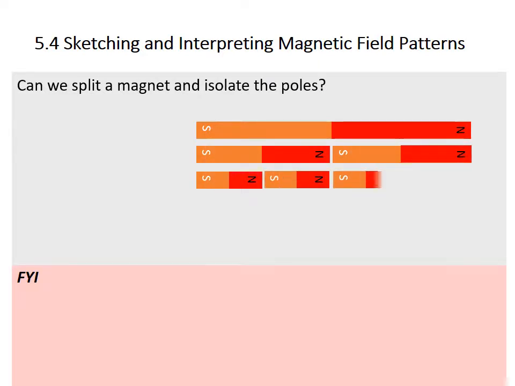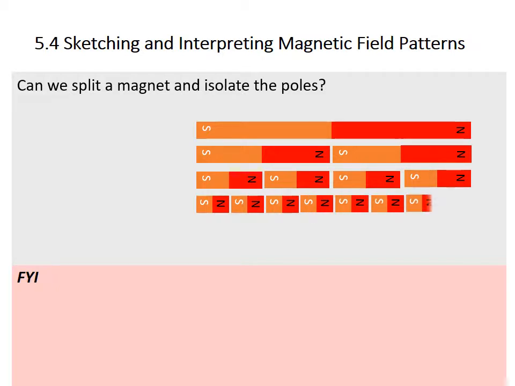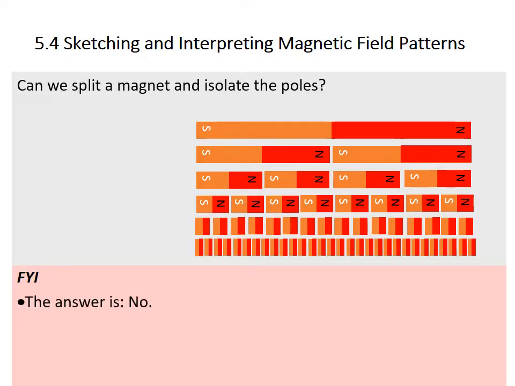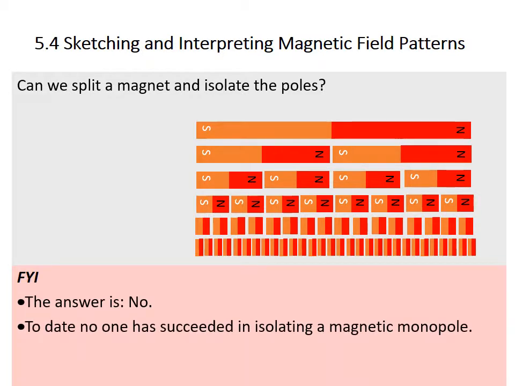Well, every time you try to split the magnet, all that happens is a new magnetic field forms on the end that you split, on the cut end. So in truth, it's not possible to isolate the poles on a magnet. No one has succeeded in creating a magnetic monopole, but if you do discover one, you'll most likely win a Nobel Prize and you'll be rich and famous.